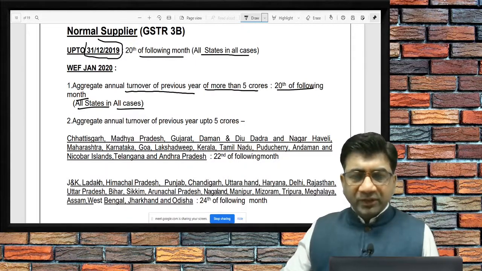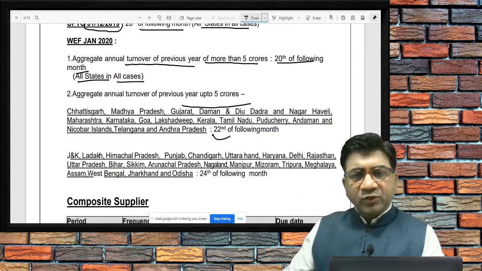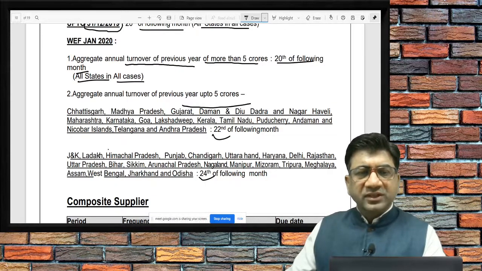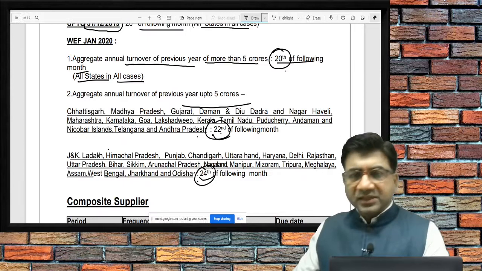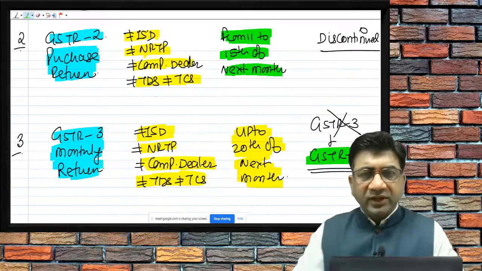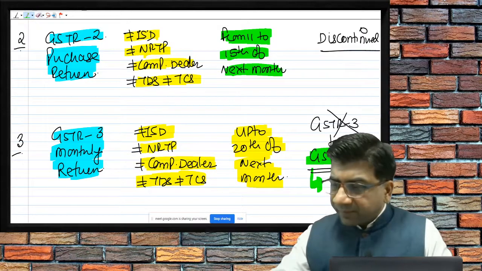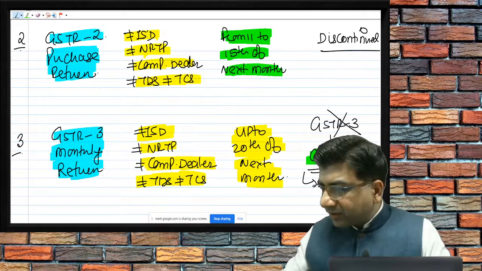But if annual turnover of the previous year is up to 5 crores, then again it is monthly, with the 22nd and the 24th, for these states and for these states. So it is 20th, 22nd and 24th. Just a second, guys. It is to be filed by the 20th, 22nd and 24th of the next month.